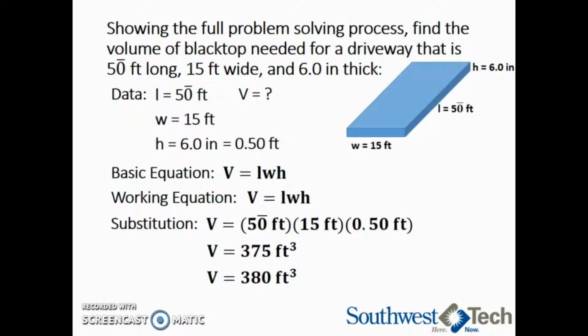Last, step 9 is where we look at our answer and ask ourselves if it makes sense. In this case, our answer is in cubic feet, which is what we need for volume. If your answer seems logical, then you are done. This concludes our example of the full 9-step problem-solving process.